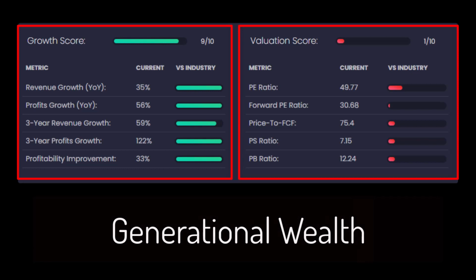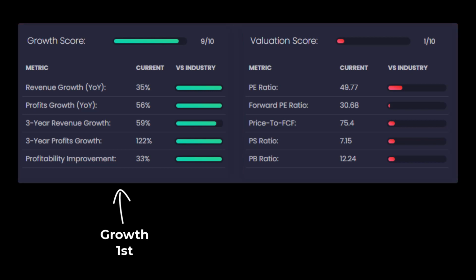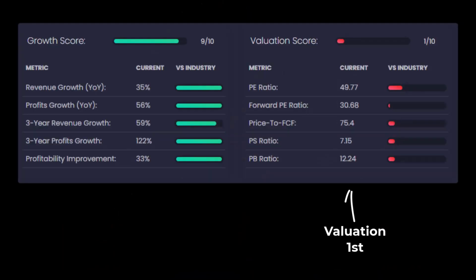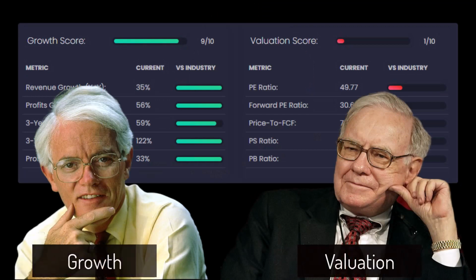All great investors understand both of these to a really deep level, but some will approach an investment from the growth perspective first and then analyze the valuation second. An example of this will be Peter Lynch, and some others will analyze an investment from the value perspective and then look at the growth second. An example of this will be Warren Buffett. Both schools of thought are valid and can work really well, but you have to consider both growth and valuation, not just one of them.